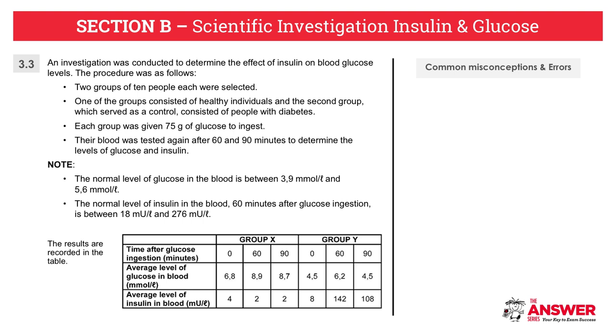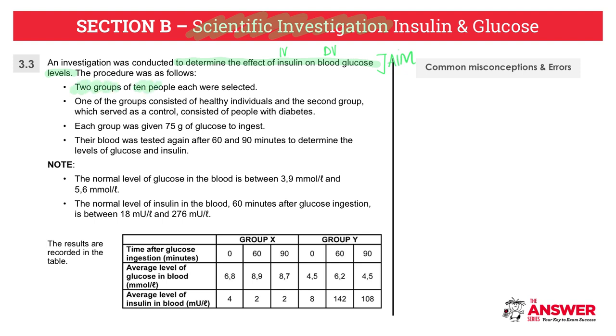Then question 3.3 was one of the first scientific investigations. It says it was conducted to determine the effect of insulin on blood glucose levels. That is the aim of the investigation, and you always highlight that to ensure that you have it to work with. It says the procedure was as follows.